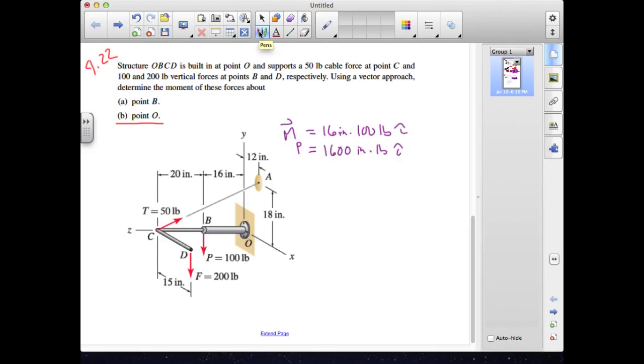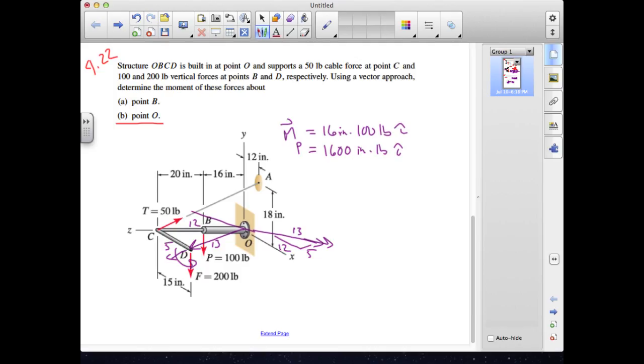Okay, now the moment that F contributes about O is kind of on the border. We could use the scalar approach or we could use the vector approach. If we look closely at the geometry of this position vector from O to D, we'll note that this is a 5, 12, 13 triangle here, and if we perform this operation of crossing R into F, we're going to get a moment that's in this direction, and again this will be a 5, 12, 13 triangle over here. So we can say something about the orientation of this moment using the scalar approach quite easily.